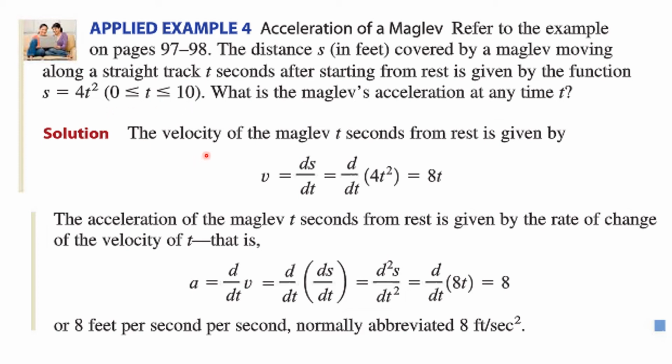Well, velocity is going to be given by the first time derivative, so that's going to be 8t. But then we take the second derivative to get the acceleration. That's the derivative of the velocity, and we will get 8. Now the units on this would be, the acceleration would be 8 feet per second per second. And that's normally abbreviated 8 feet per second squared in your science classes.